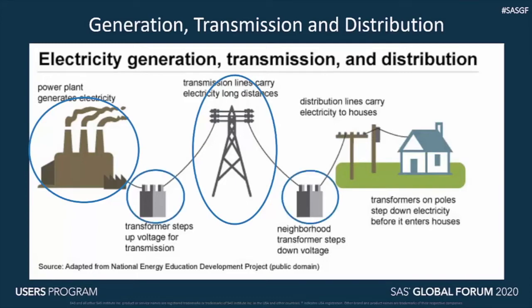Transformers at substations increase or reduce voltages to adjust to different stages of the journey from the power plant along long-distance transmission lines to distribution lines that carry electricity to homes and businesses. It will be this distribution network that we'll be focusing on today.